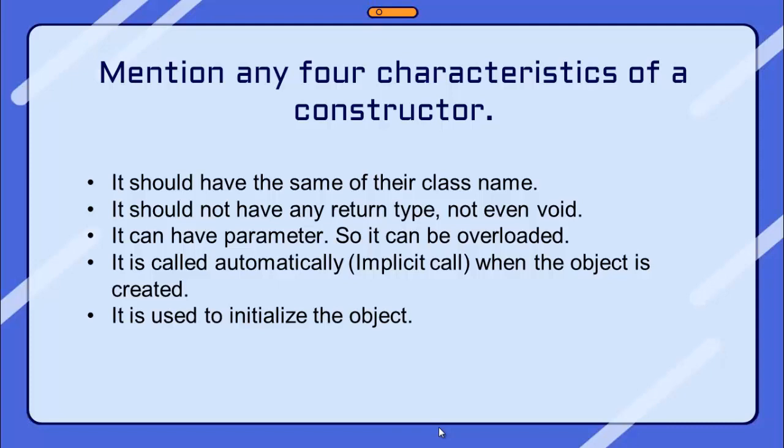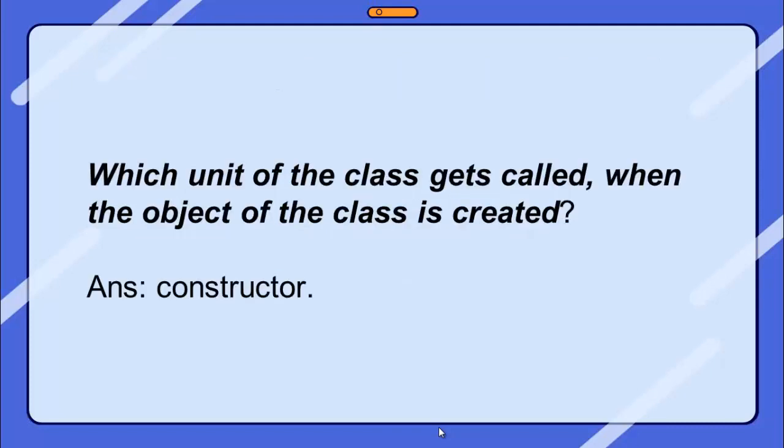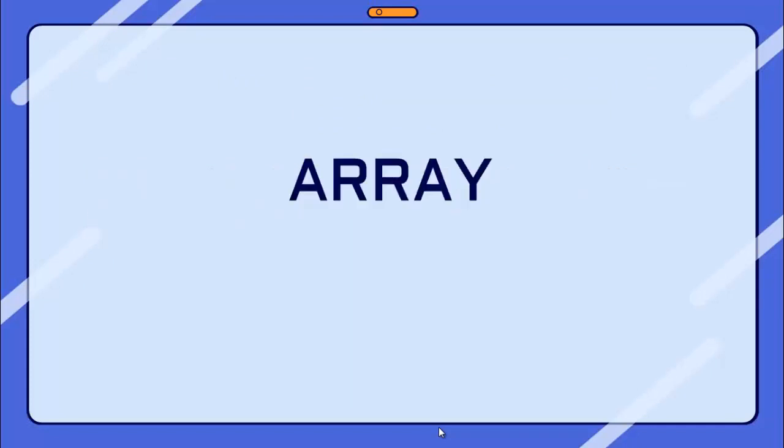It is called automatically when the object is created. It is used to initialize the object. What is the unit of the class which gets called when the object of the class is created? It's constructor. Array.